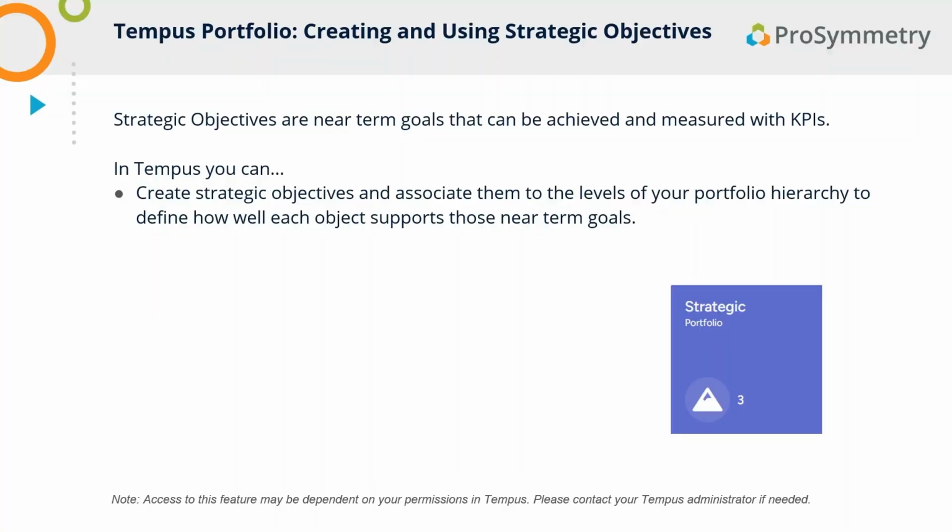In this video, I will be reviewing how to create and use strategic objectives in Tempus portfolio. Strategic objectives are near-term goals that can be achieved and measured with KPIs. In Tempus, you can create strategic objectives and then associate them to the levels of your portfolio hierarchy to define how well each object supports those near-term goals. So let's take a look at how this works in Tempus.